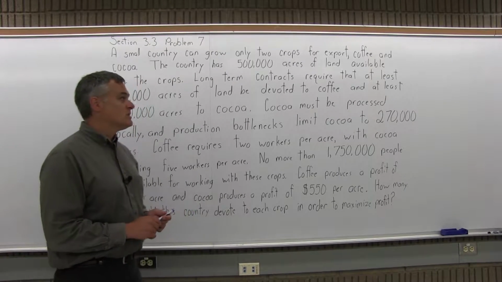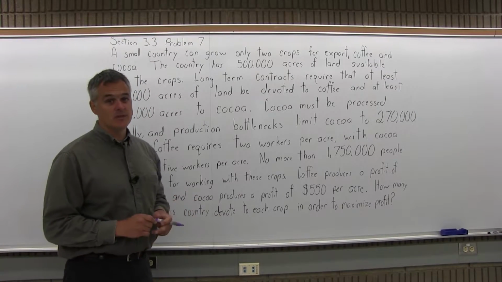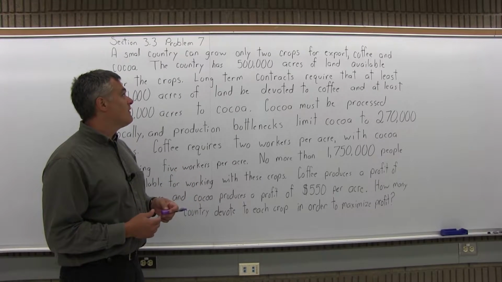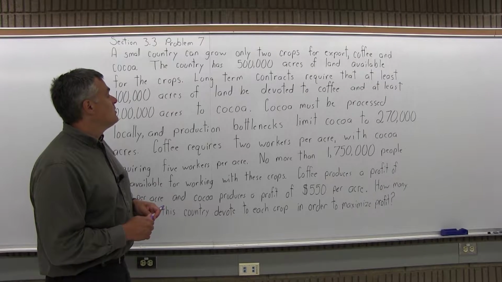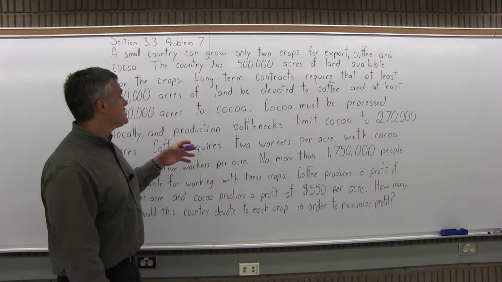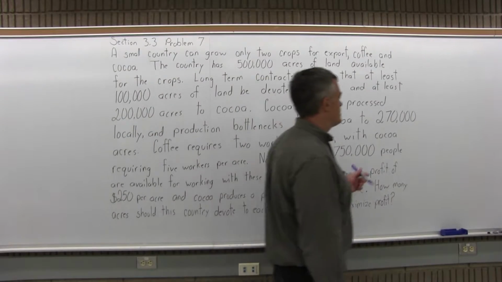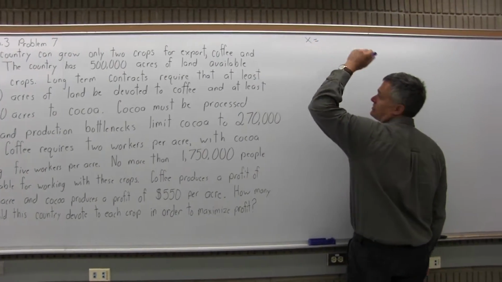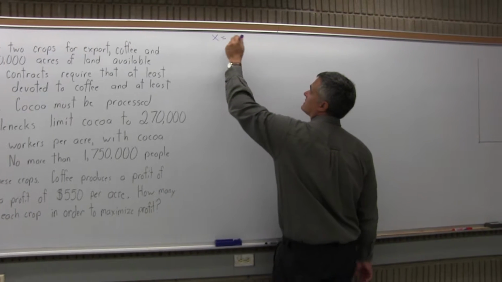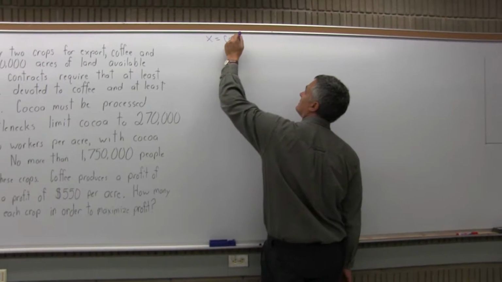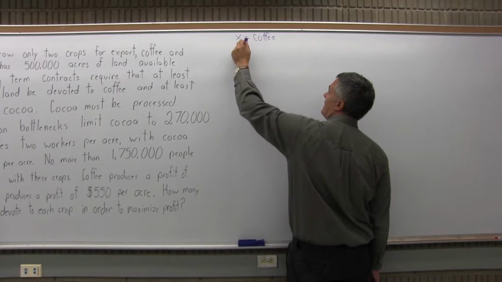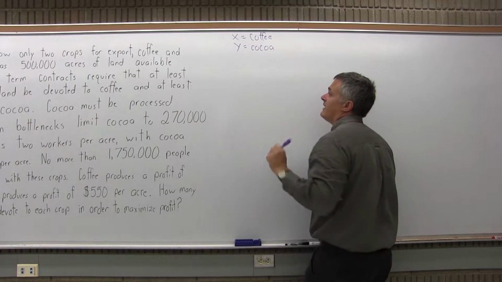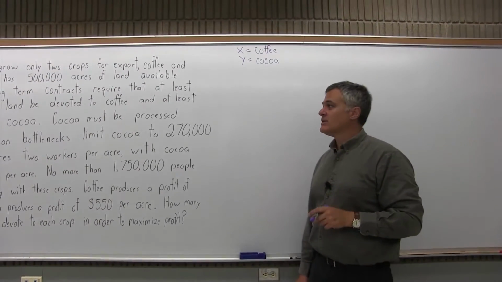So the first of the 4 steps to set it up is identify your variables. The variables are the things being made, or in this case grown. It would be coffee and cocoa. In this particular problem, coffee is mentioned first, so I'm going to label that as x. So to identify my variables, x equals coffee, and the other crop was cocoa, y. And that is step 1, identify your variables.